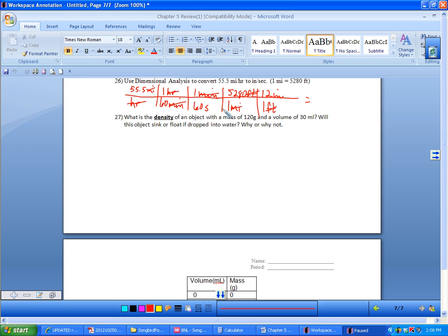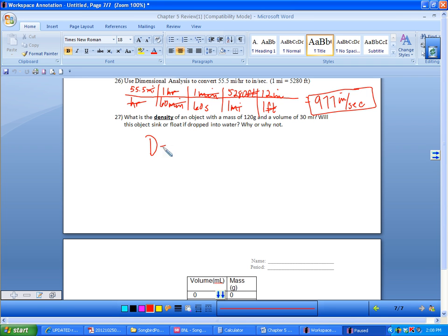Now I look at my significant digits, and I had 3 of them there. So if I multiply 55.5 times 5,280 times 12, and then divide that answer by 60 and divide that answer by 60, I got 977 inches per second, and that's the correct number of significant digits. So unless I made a math error somewhere, there's the good answer.